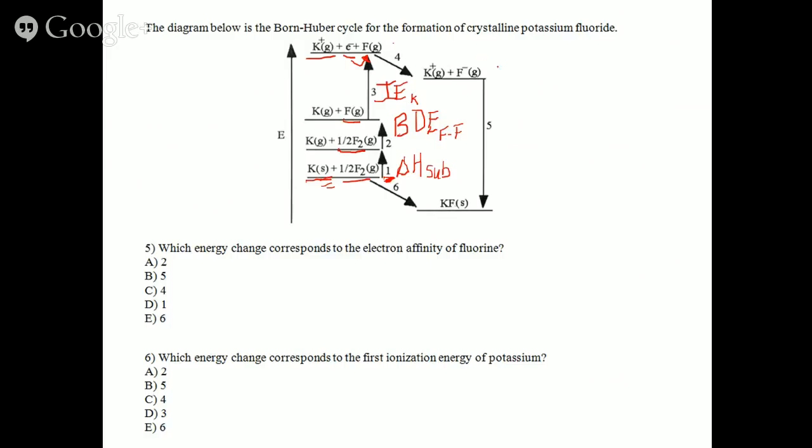What do we call that energy? That is the electron affinity. How much energy was released by that process? In this last step right here, we have the two oppositely charged ions coming together to give us an ionic compound, an ionic solid. That is the lattice energy.